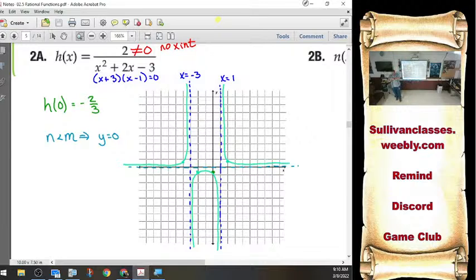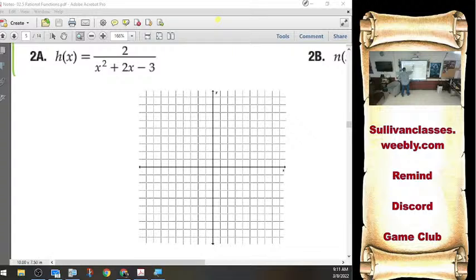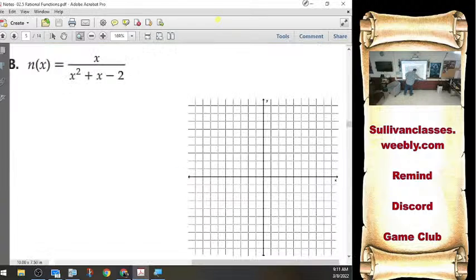Vertical asymptotes, horizontal or oblique, depending on the rules. X-intercepts, Y-intercepts, check the calculator for behavior. Again, set my denominator equal to 0. X plus 2, x minus 1 equal to 0. I'm going to have vertical asymptotes at -2, +1.